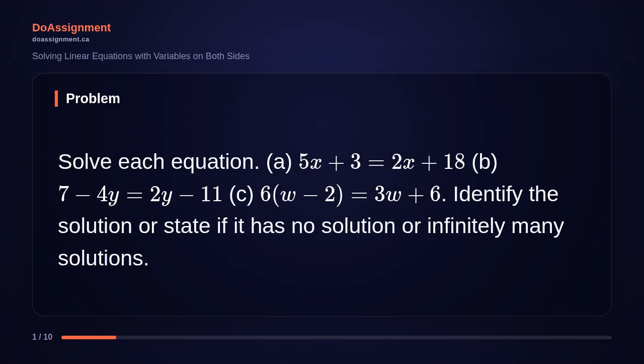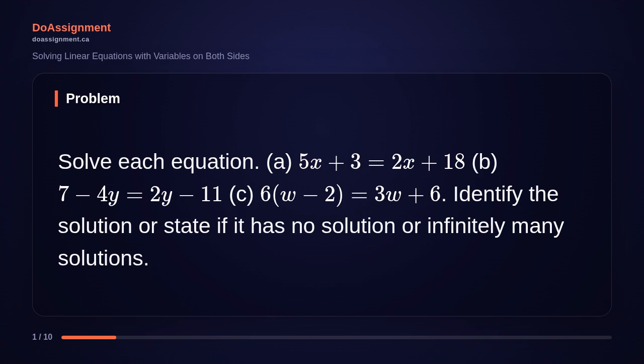Solve each equation. Part A, 5x + 3 = 2x + 18. Part B, 7 - 4y = 2y - 11. Part C, 6(w - 2) = 3w + 6. Identify the solution, or state if it has no solution or infinitely many solutions.